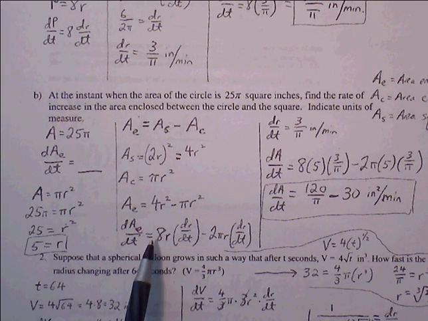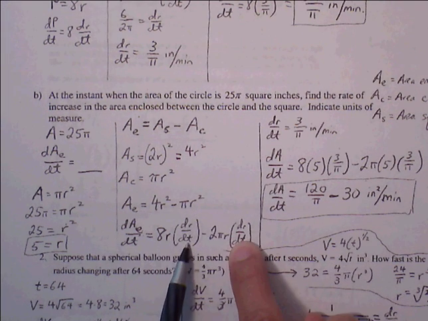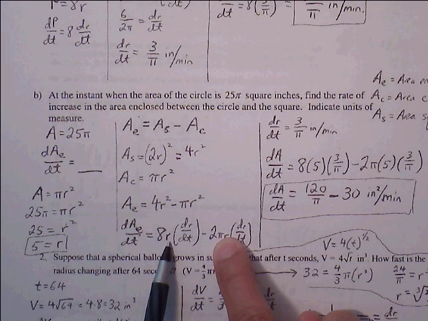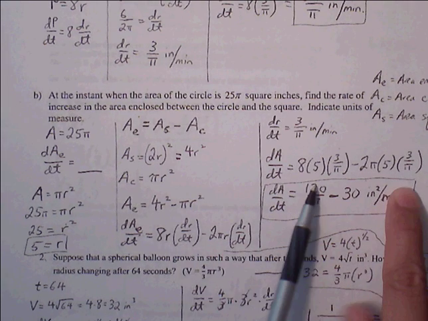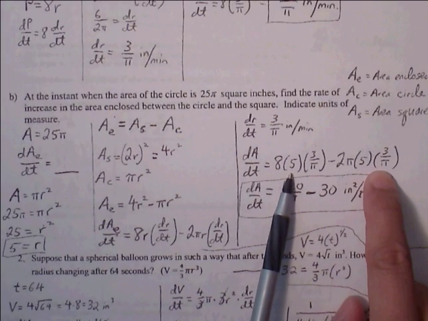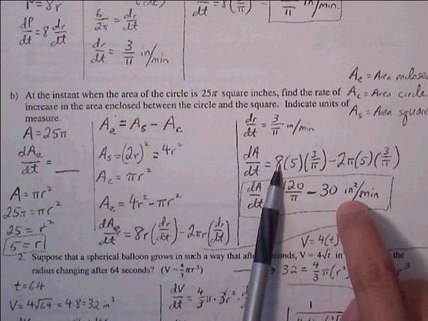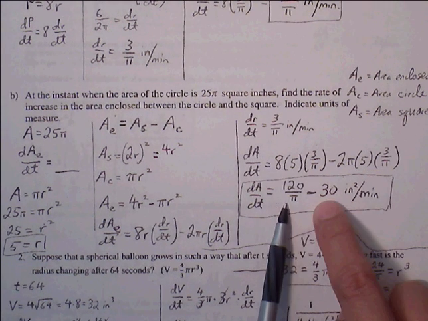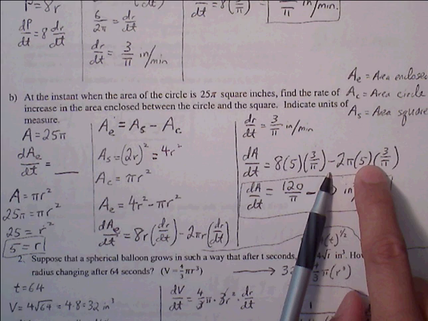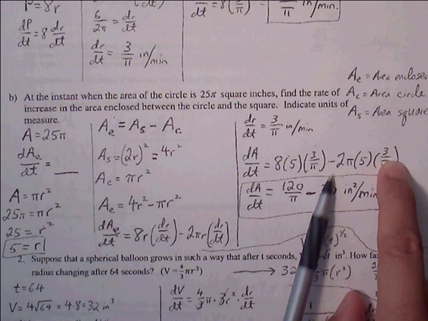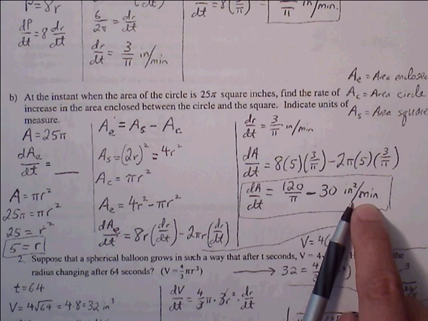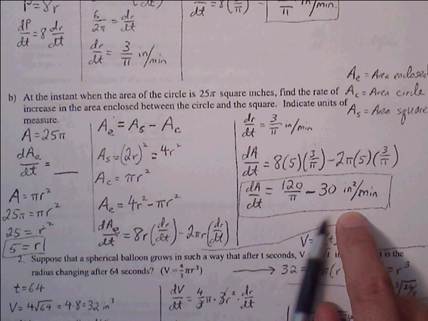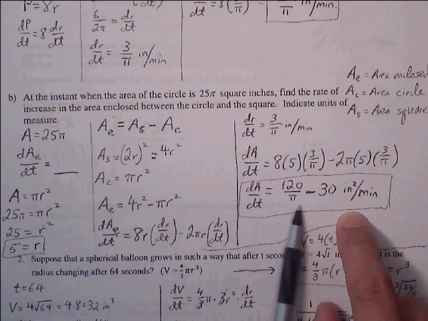So now we have values for radius and the value for dr dt, so we just plug those in. R gets replaced with 5, dr dt gets replaced with 3 over pi, and then the rest we can just simplify from there. So 40 times 3 is 120 over pi, minus the pi's cancel out, 2 times 5 is 10, 10 times 3 is 30, so 120 over pi minus 30 square inches per minute. We can find a common denominator, but this will be acceptable.